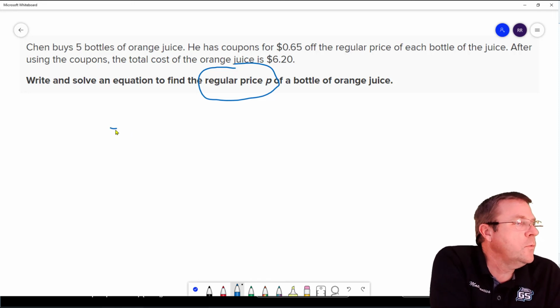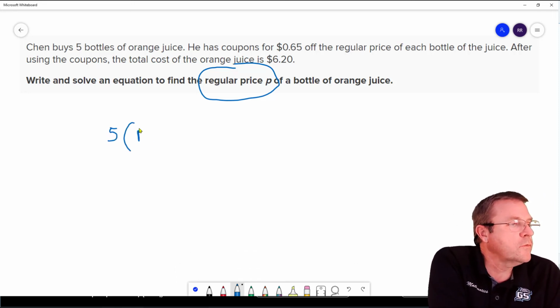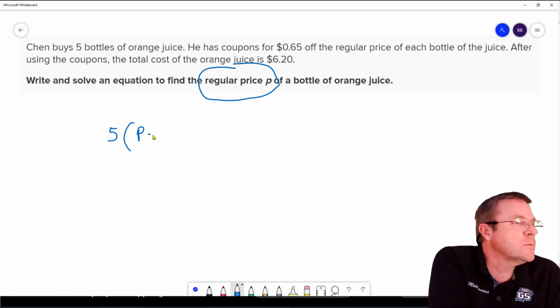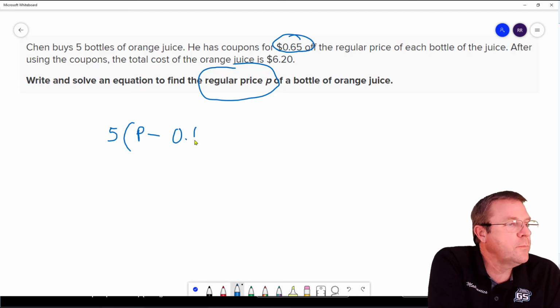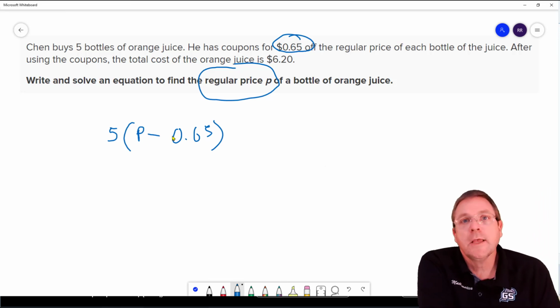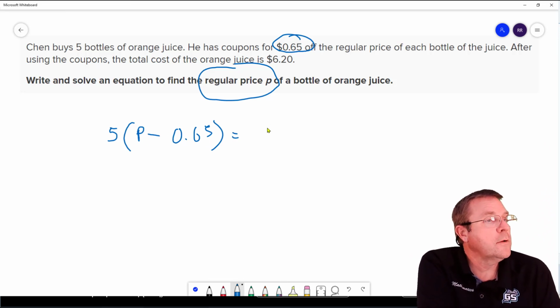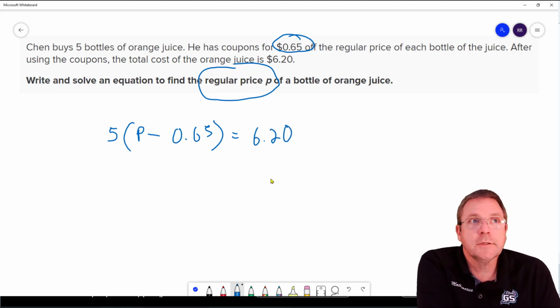So what do we know? We know that he has 5 bottles. The 5 bottles cost some amount of money. That's going to be the P, the price. And then we're going to subtract from that 65 cents from each bottle of orange juice. So we're going to do the price of the bottle of orange juice minus our 65 cents. From there, the entire thing is going to cost $6.20 after the discount.